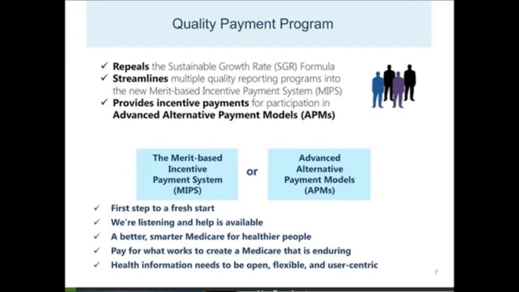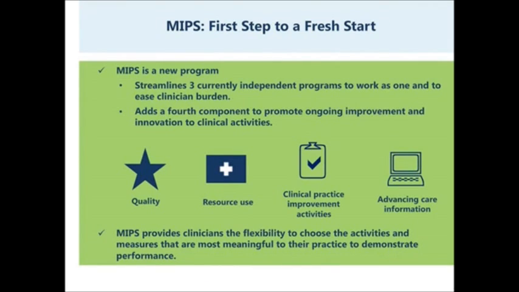These next few slides are taken from a webinar put on by CMS actually today. I was waiting for this to come out because it has a lot of the updates on how this program is going to work. It repeals the sustainable growth rate formula, and then it takes several different quality reporting programs and combines them into merit-based incentive payment systems and advanced alternative payment models, and these are all based on quality and on electronic health records. The plan is to combine quality measures, analysis of resource use, that is costs, and then clinical practice improvement measures, and finally something more than just electronic health records. We'll talk about what more it is, but it's advanced. They call it advancing care information for clinicians.